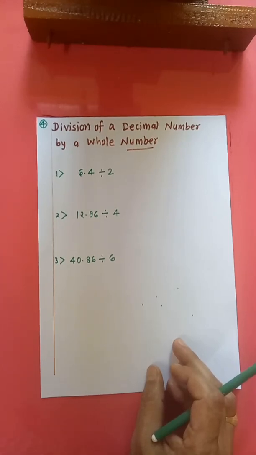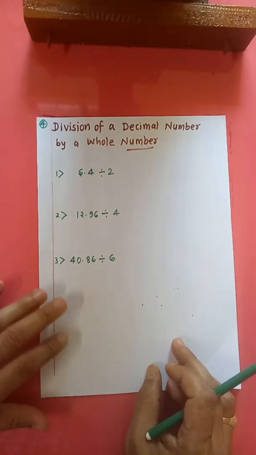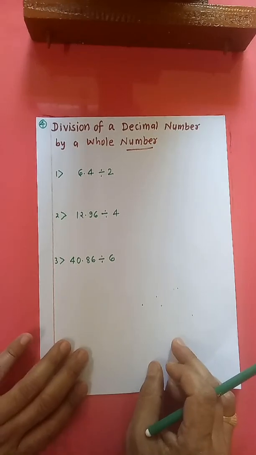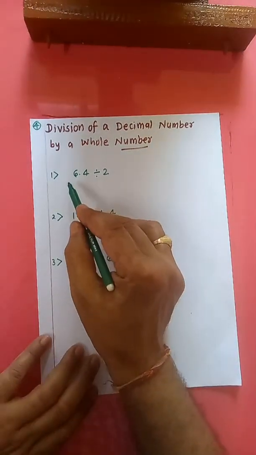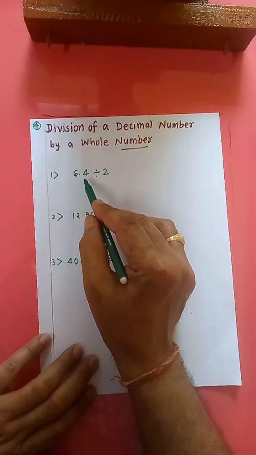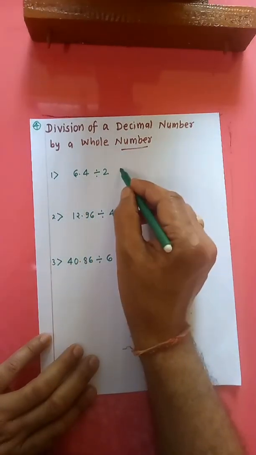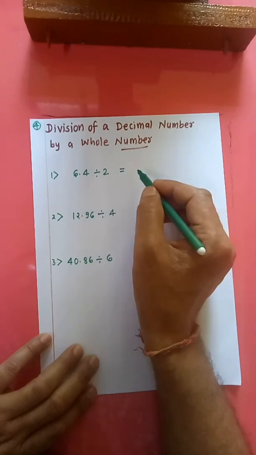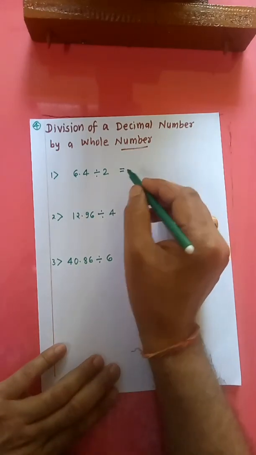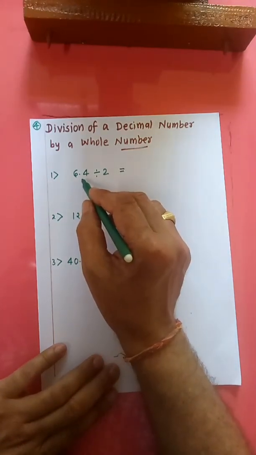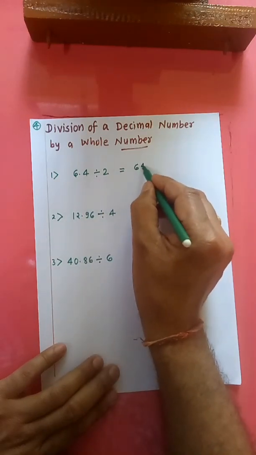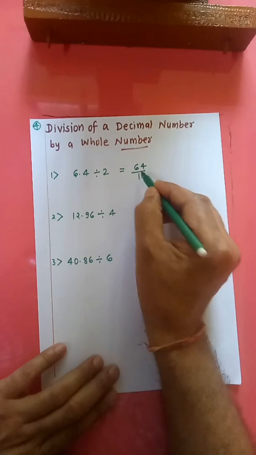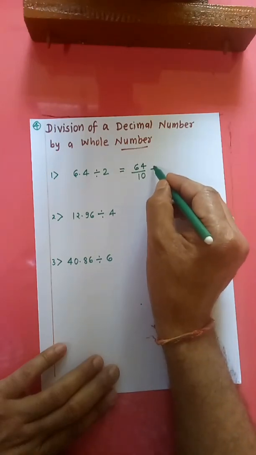Now division of a decimal number by a whole number. For this, let us take some examples. Example number 1, 6.4 divided by 2. For this, first we remove the decimal and we will write 64 upon 10 divided by 2.